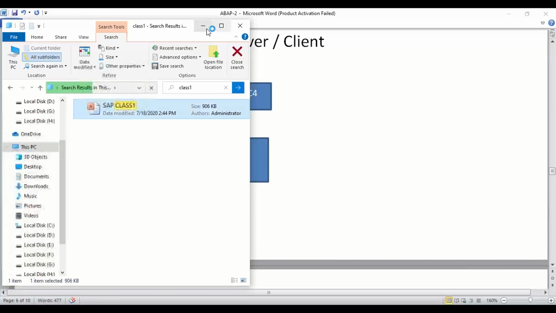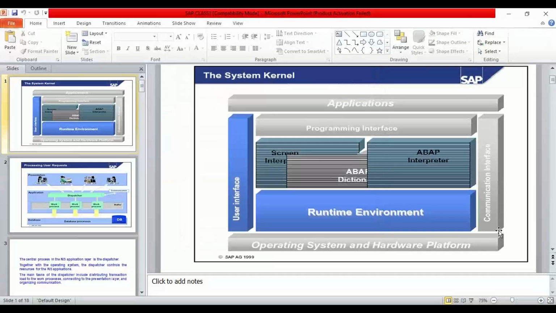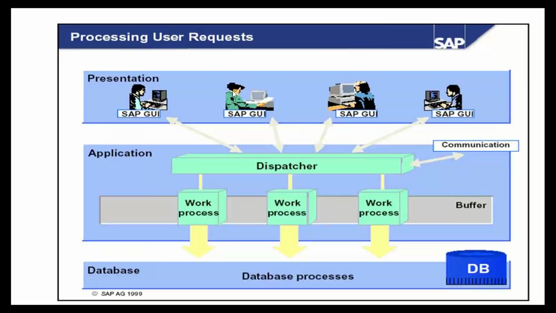Now all what we have in the front end is called the presentation tier, and here in the server we have the database tier. The presentation tier has all the front-end users, which might be a desktop or a laptop. Below we have the database tier. In the middle we have the application tier, wherein we have the dispatcher and then the work processes.